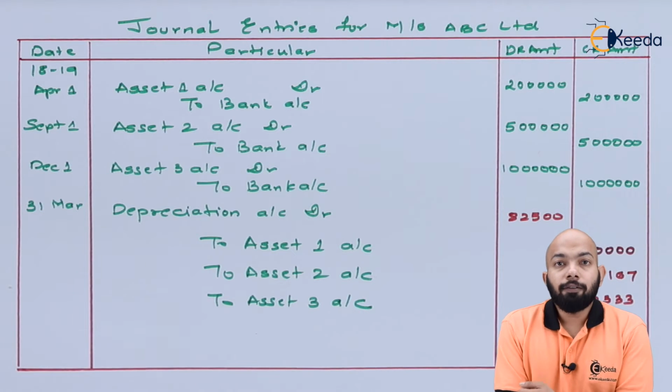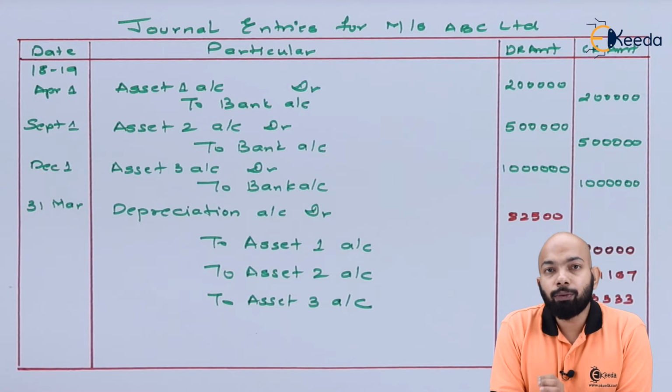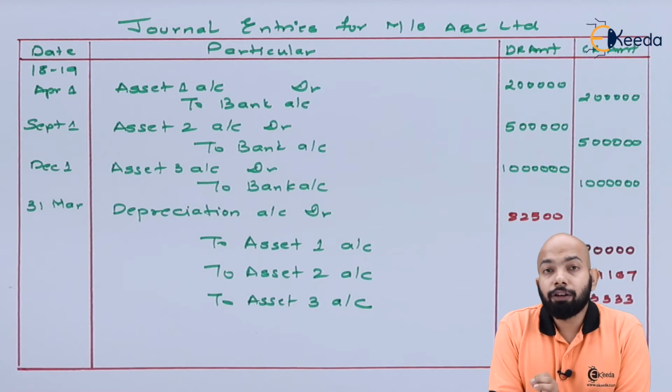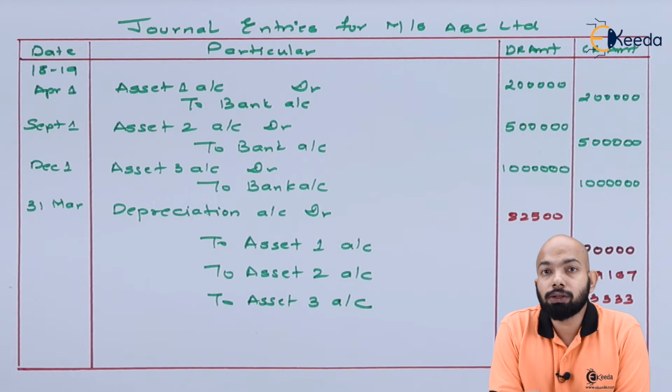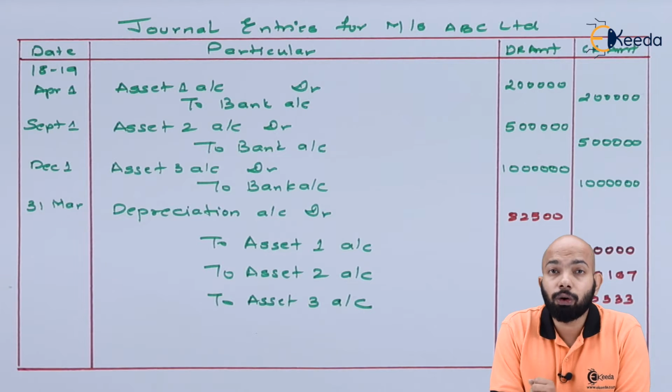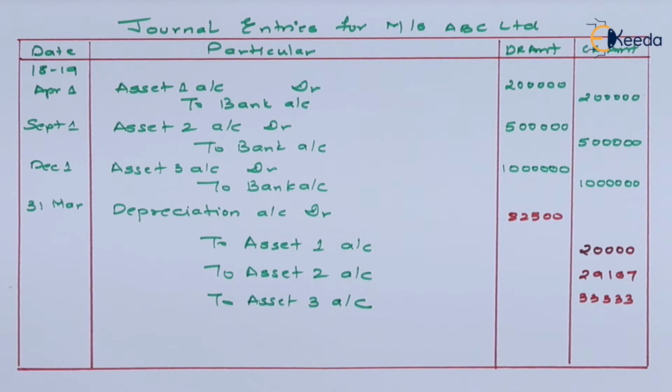So if you can see, for the financial year 18-19 where the entries have been passed, we have figured out that the total depreciation is 82,500. 82,500 is the total depreciation for all the three assets, whereby all these three assets have been bifurcated down here in terms of the depreciation. Asset 1, 20,000.